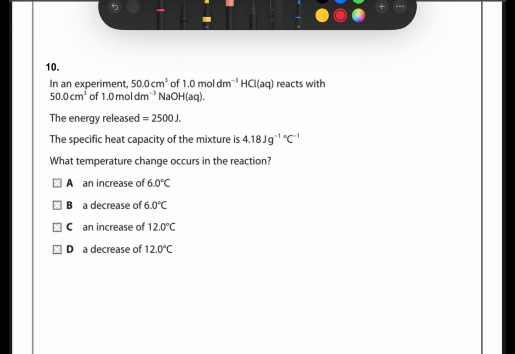Question 10 says, in an experiment, 50 cubic centimeter of 1 molar hydrochloric acid reacts with 50 cubic centimeter of sodium hydroxide. This is a neutralization reaction. The specific heat capacity of the mixture is 4.18. What temperature change occurs in this reaction? So we need delta T, but we have joules, which is the Q value. So Q is equal to mc delta T. The Q is equal to 2,500 joules, and the mass is equal to the mass of solution.